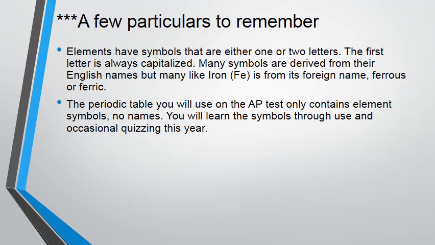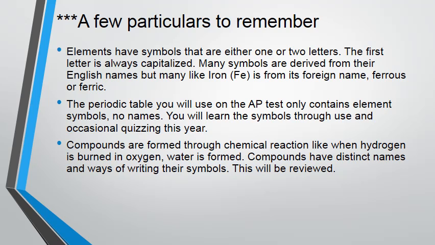Another thing to remember, the periodic table that we use in this class and that will be given on your AP test does not have the names of our elements. It only has the symbols. So if you're looking for mercury and you don't know that mercury's symbol is Hg, you're going to be spending 20 minutes on your AP test looking for mercury. It'll be bad. So we're going to work on learning some of these symbols, especially through the use of them. You'll get so used to using many of these symbols that it'll be like second nature. And we'll do some little quizzes through the year, quizzing each other on our element symbols.